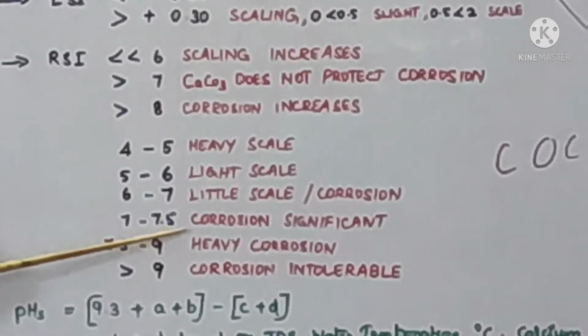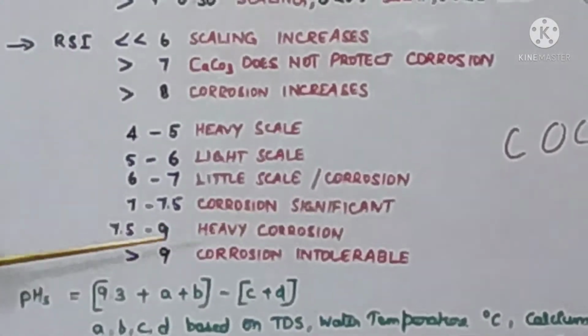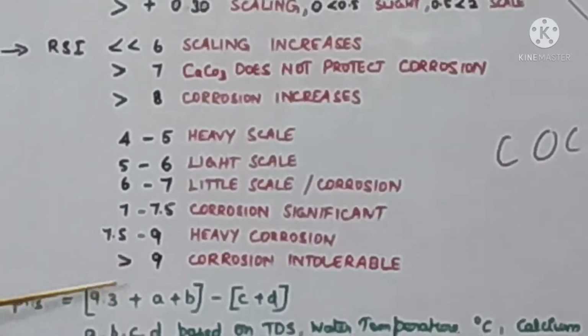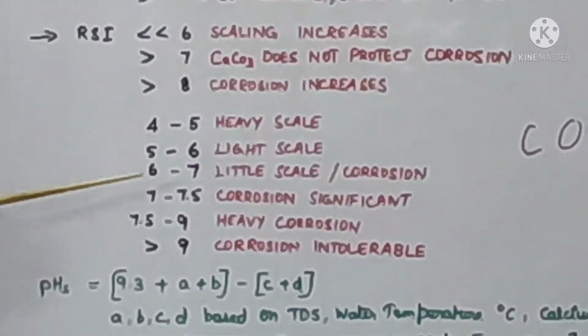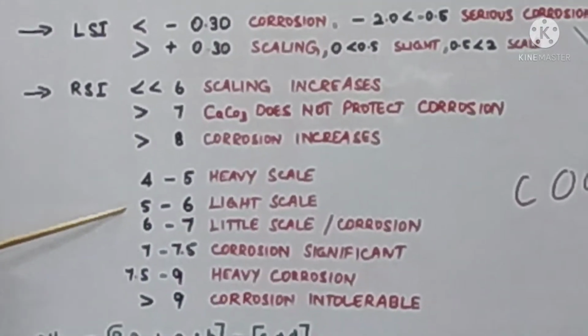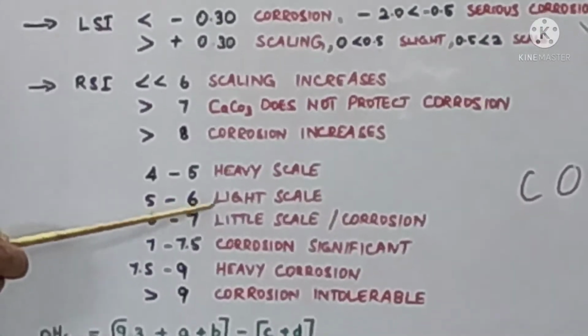7 to 7.5, corrosion is significant. 7.5 to 9 means heavy corrosion. Greater than 9 means corrosion is intolerable. Normally they will select the 5 to 6 value and they will go for a descaling agent.